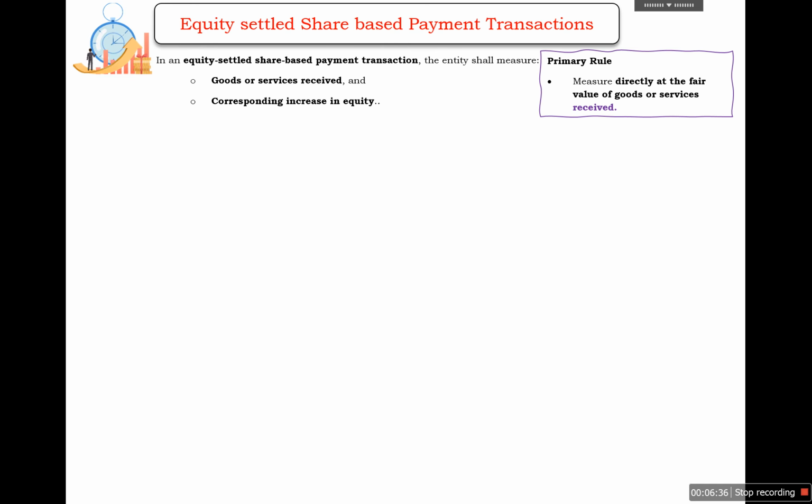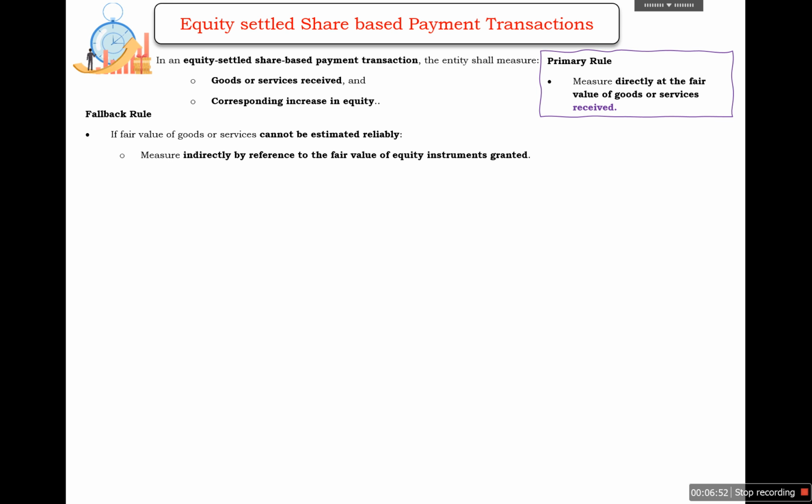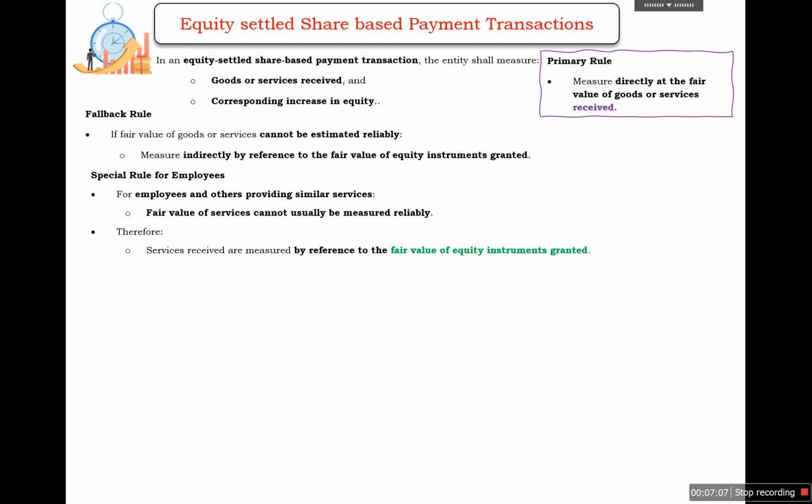So the primary rule is to measure directly at the fair value of the goods and services received and book it in equity. But there is one exception to this: if the fair value of the goods and services cannot be estimated reliably, in that case we need to measure indirectly by reference to the fair value of the equity instrument that we have granted. A similar rule applies for employees also.